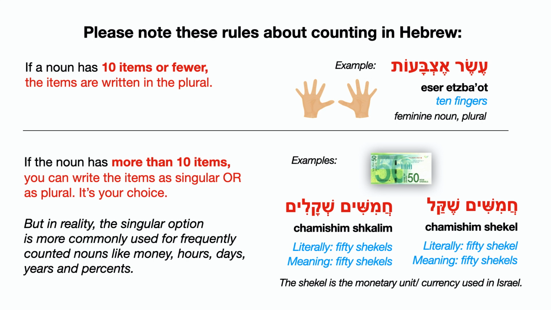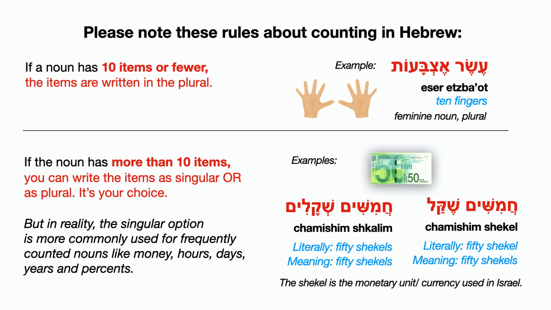So for example, to say 10 fingers, so fingers, that's the plural form of the feminine noun, etzba. So etzbaot, fingers, that's a feminine plural noun. So we use eser. Okay, so eser is the female form of the number 10. Eser etzbaot, 10 fingers.